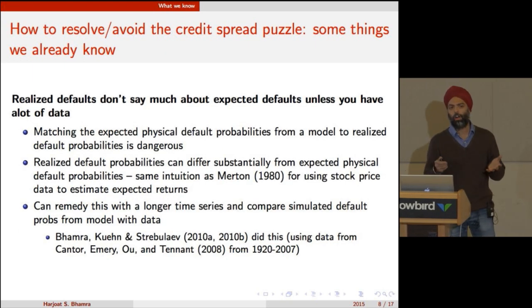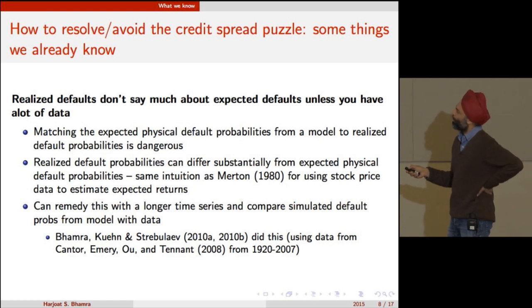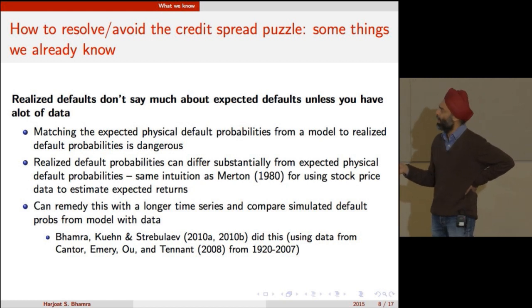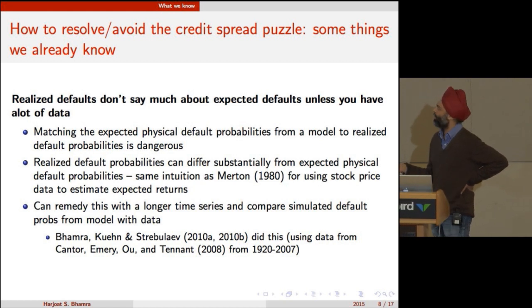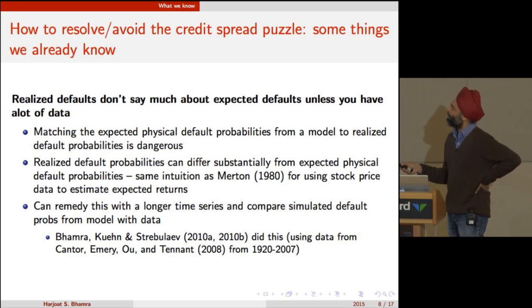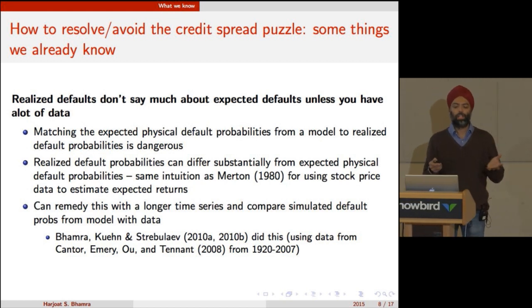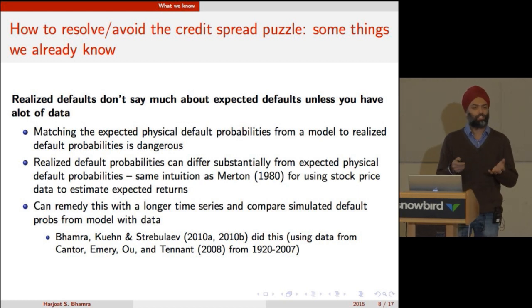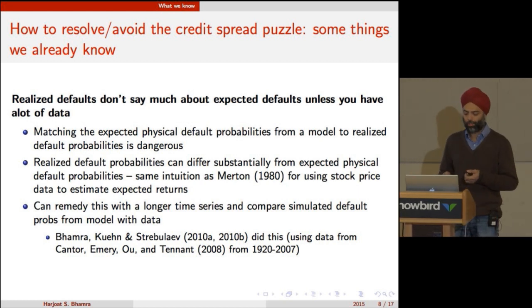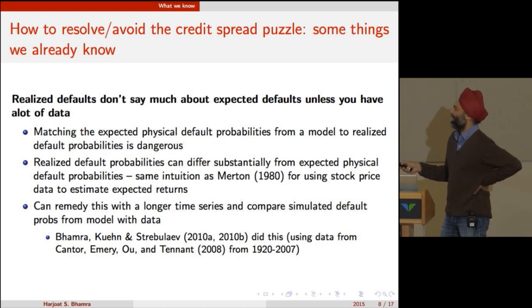So we know actually quite a lot about how to resolve this puzzle. The first thing is that we know that realized defaults don't actually tell us much about expected defaults unless you have a lot of data, a long time series. So if you think about matching expected default probabilities from a model to realized default probabilities, it's actually quite a dangerous thing, because the realized default probability is not a good estimate of the expected physical default probability. And the intuition for this basically comes really from Merton.